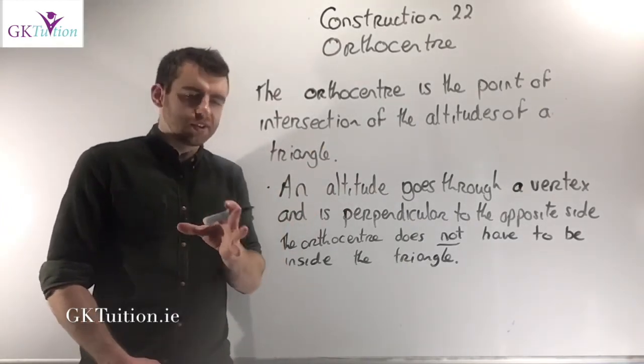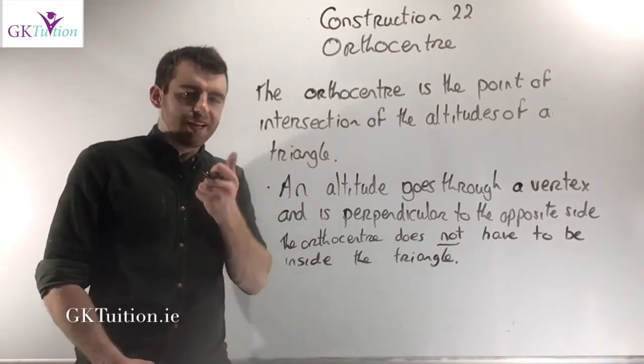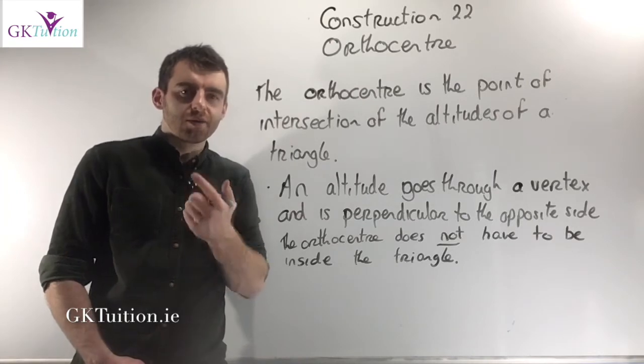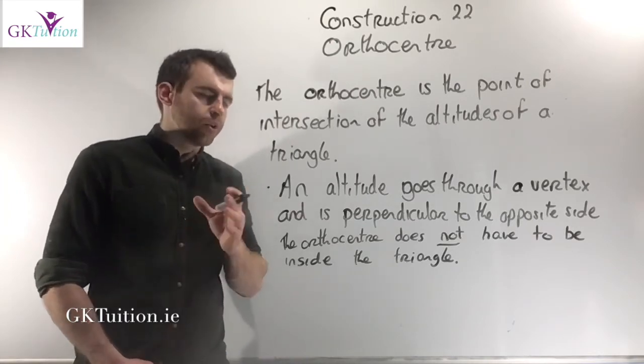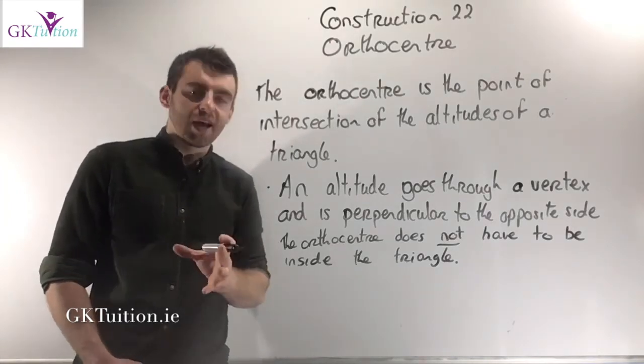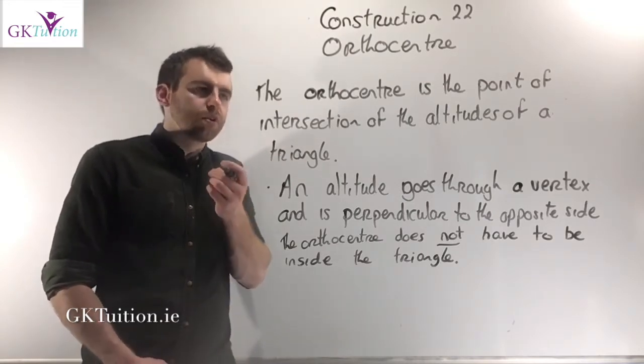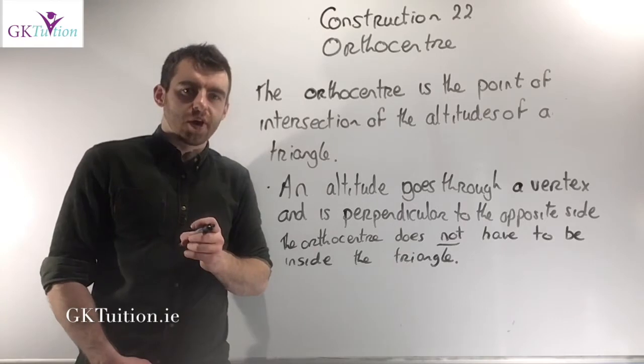The orthocenter, this one is going to be far more difficult. It is different depending on whether you have an acute, a right-angled, or an obtuse triangle. Because in this case, the orthocenter does not have to be inside the triangle. So let's look at the first scenario where we're looking for the orthocenter in an acute triangle.